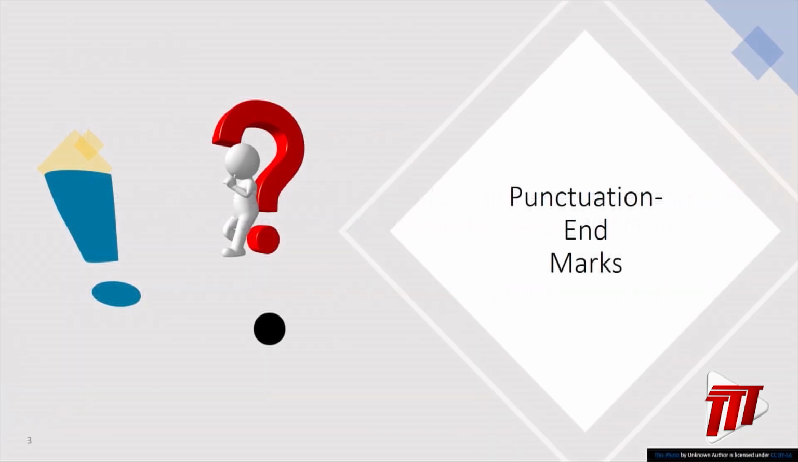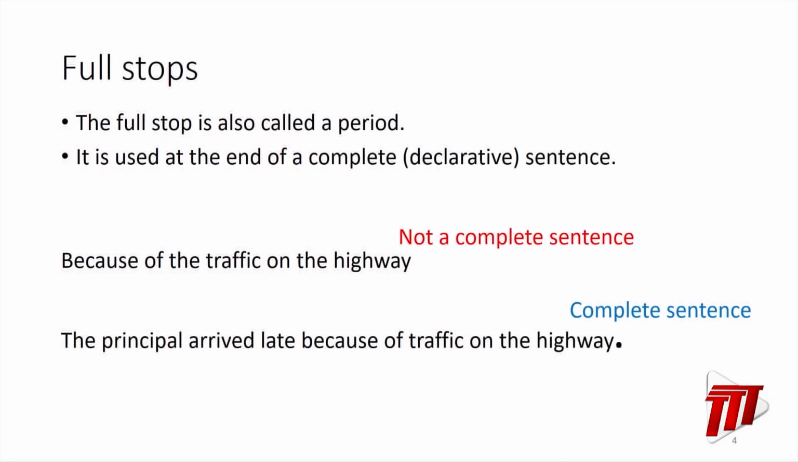So first, we look at punctuation end marks. The full stop. Everyone knows the full stop. But when is it used accurately? And do you know how to use it accurately? The full stop is also called a period. It is used at the end of a complete or declarative sentence. What is a complete or declarative sentence? Do you know what is a complete sentence? The birds flew away. Yes or no?